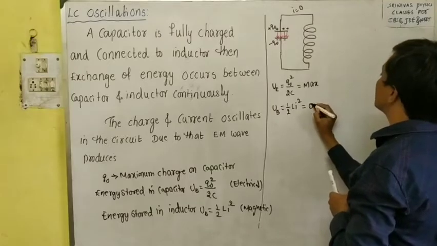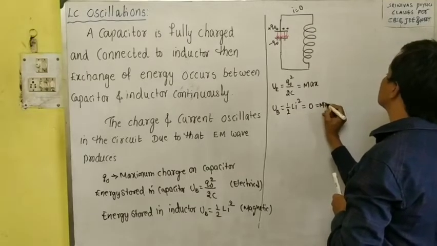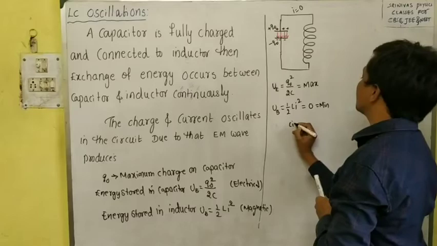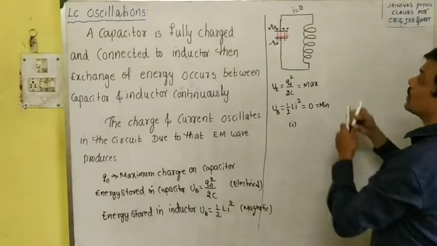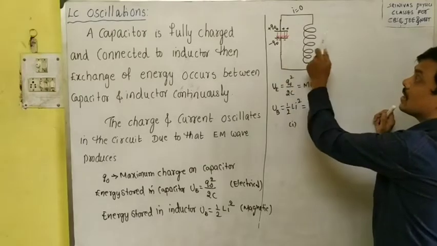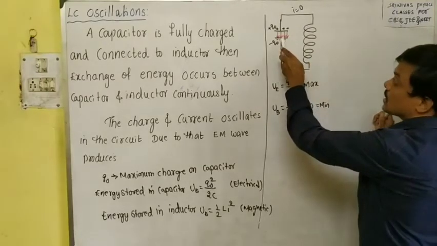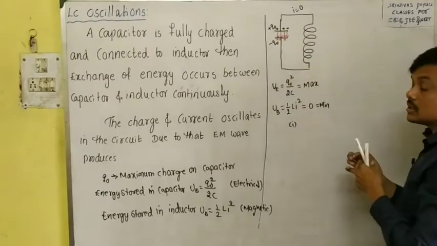That's why the initial energy stored is 0. This is the first case that we are observing. And after some time, what happens? Now the current starts to increase in the circuit because the capacitor starts to discharge.